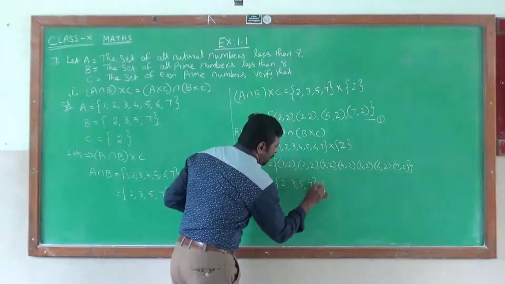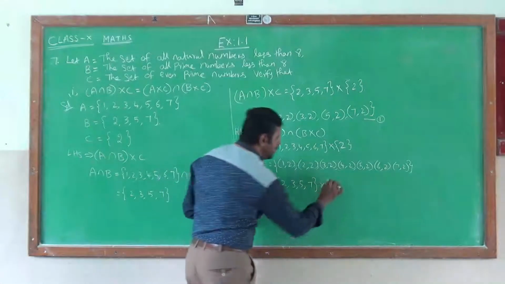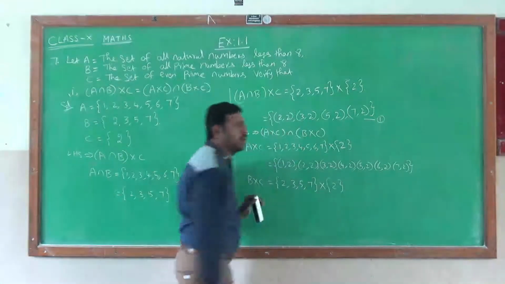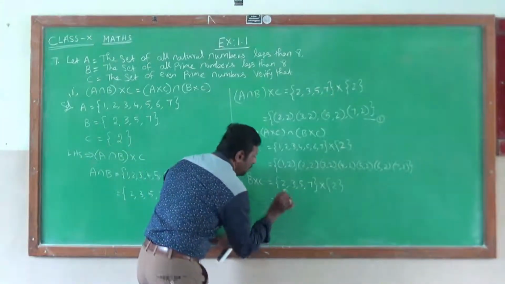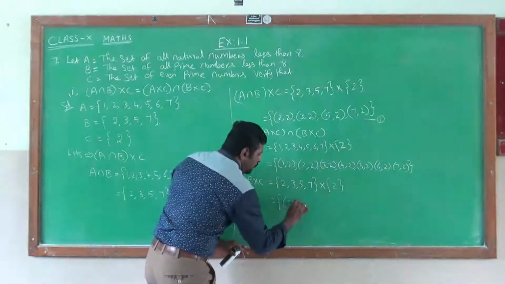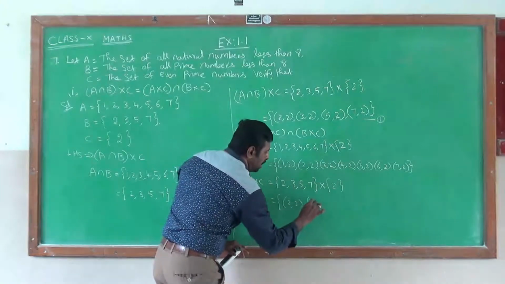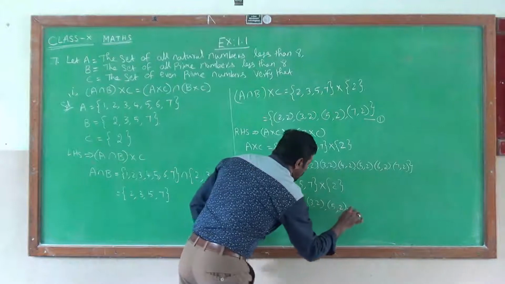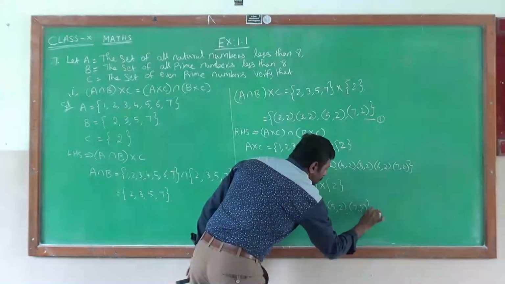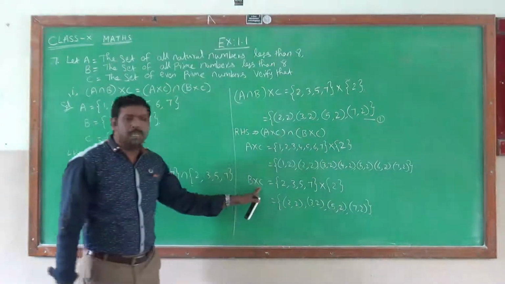Cross product of set C, which is the number 2. Now we want to find the ordered pairs for this Cartesian product form. 2 comma 2, 2 is mapping with 2, and then 3 comma 2, and then 5 comma 2, and then 7 comma 2. This is the B cross C.